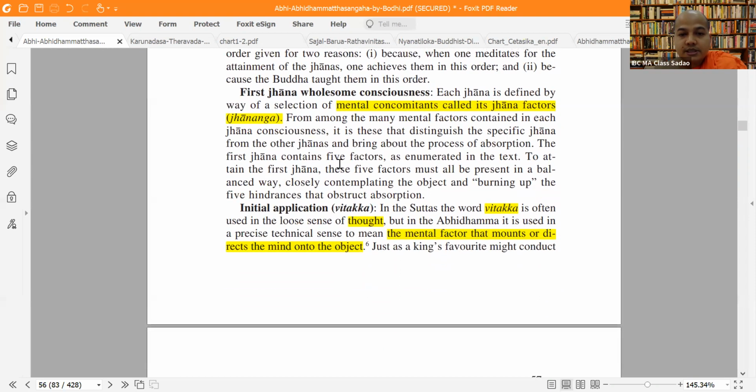First jhana, wholesome consciousness. The characteristics of the first jhana chitta here. Each jhana is defined by way of a selection of mental concomitants. Mental concomitants here means chetasika, okay? Called its jhana factors, jhananga. From among the many mental factors contained in each jhana consciousness, it is these that distinguish the specific jhana from the other jhanas and bring about the process of absorption. So what is the difference between two jhana chittas, for example? The difference is basically based on the presence and absence of the jhana factors contained in each type of jhana chittas, right?